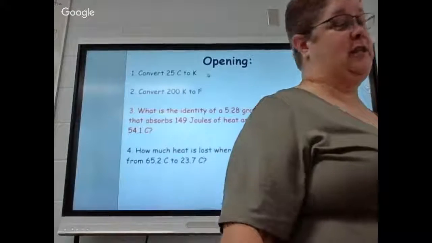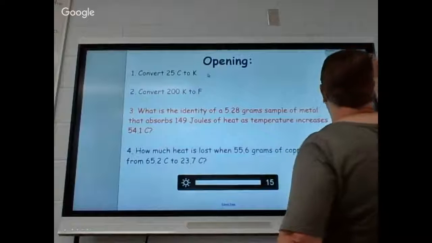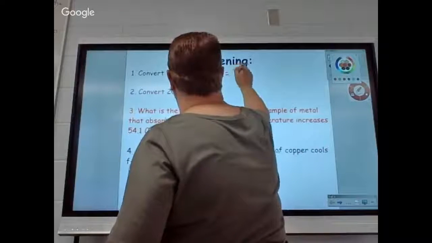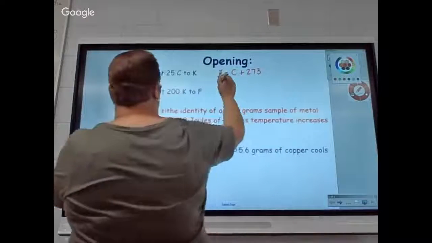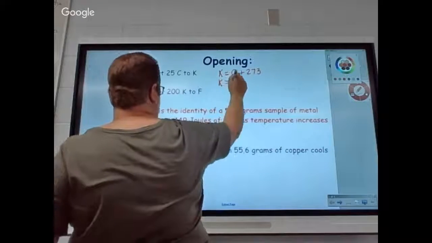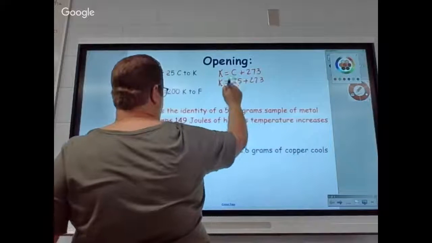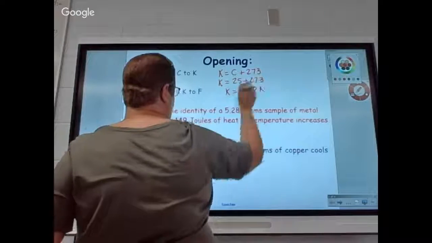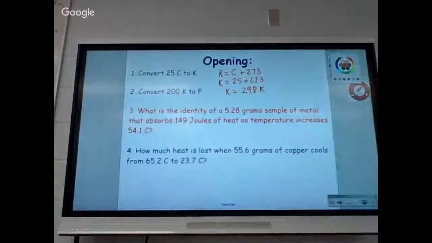Kelvin just has a K. All right, so when we go to solve this today, K equals C plus 273. So we're looking for K. This should have been an easy one because you'd have just said 25 plus 273, and you would get Kelvin equals 298.